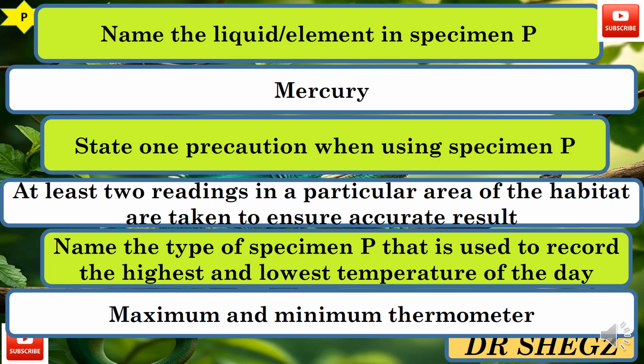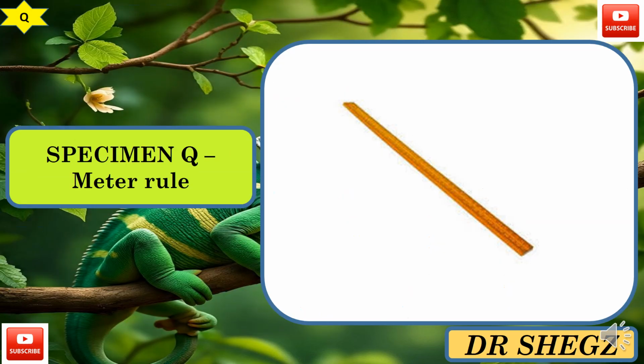What are the precautions taken with specimen P, especially in studying the temperature of a habitat? At least 2 readings in a particular area are taken to ensure accurate results. The type of thermometer that is used to record the highest and lowest temperature of the day is the maximum and minimum thermometer.